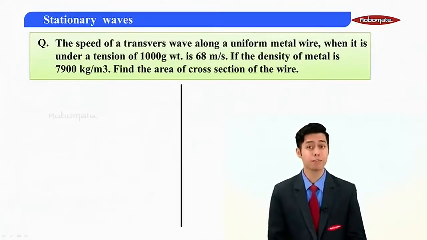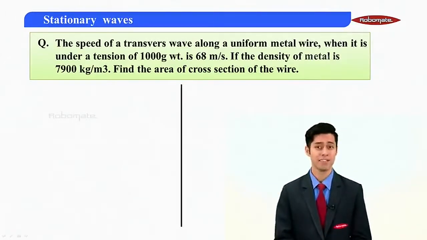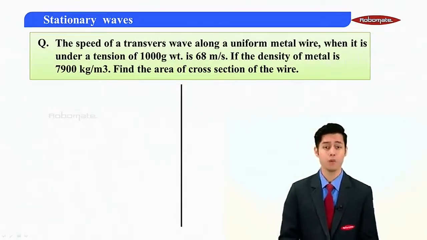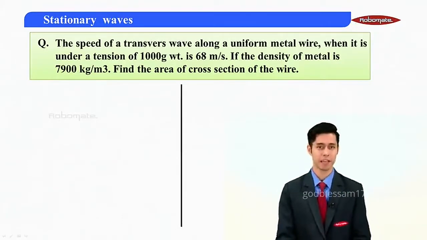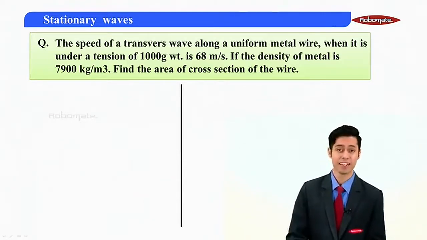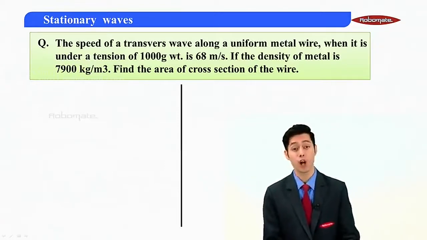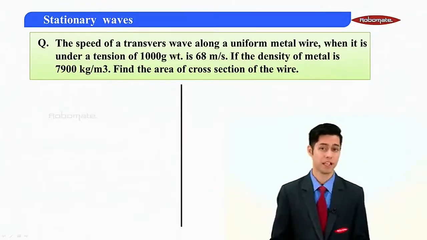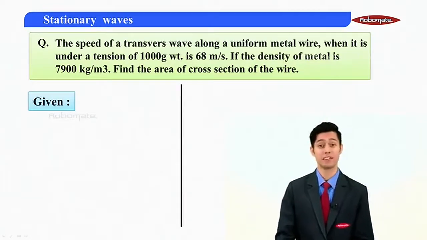It says the speed of the transverse wave along a uniform metal wire, when it is under a tension of 1000 gram weight, is 68 meter per second. If the density of the metal is 7900 kilogram per meter cube, find the area of the cross section of the wire. So we need to find out the area of cross section. Let us write down whatever the given data is.